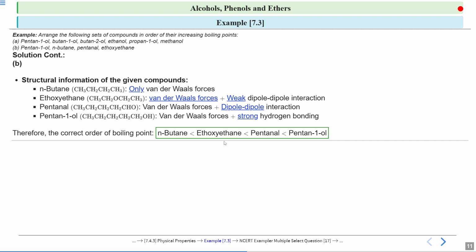Then comes the ether, that is ethoxyethane. In ether, we know that there is van der Waals and there is weak dipole-dipole interaction. And then comes the simple alkane, that is n-butane, in which there is only van der Waals force. Remember, I told you in the first slide that alcohols have the highest boiling point. Then here come the ethers, and at last come the hydrocarbons. So this is the correct order. Whenever such questions are given to you, first decode the structure. Once you decode the structure, then you can write the correct order of the boiling point.